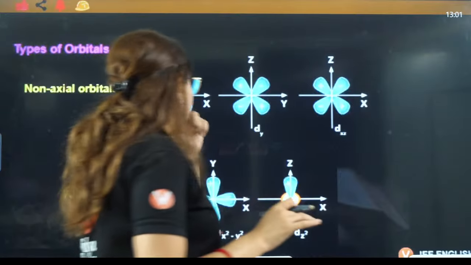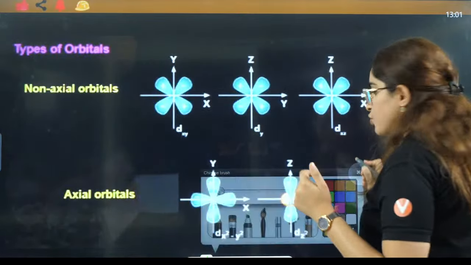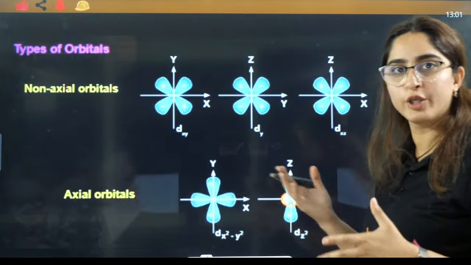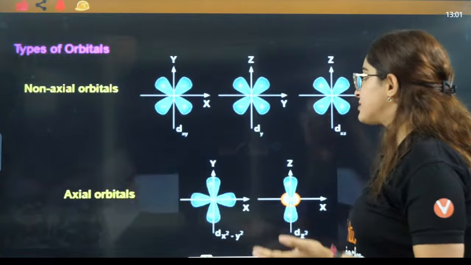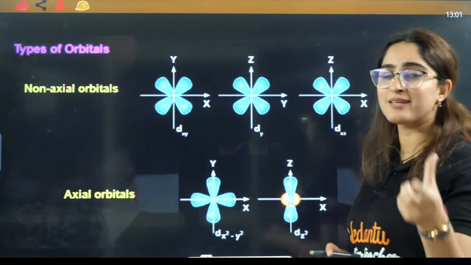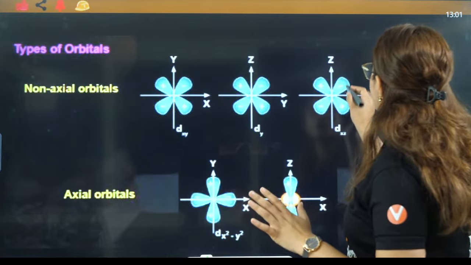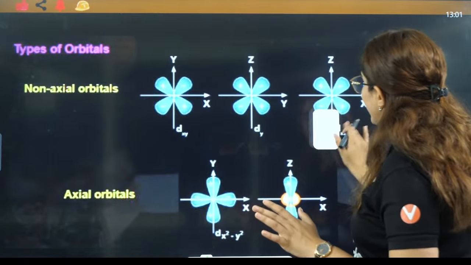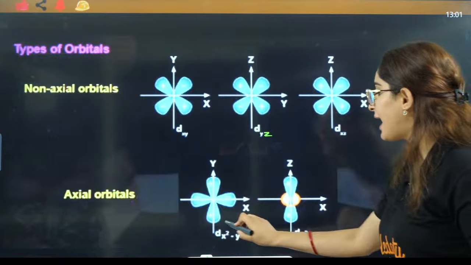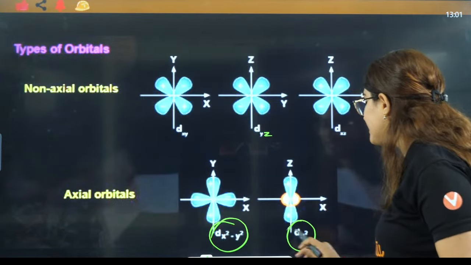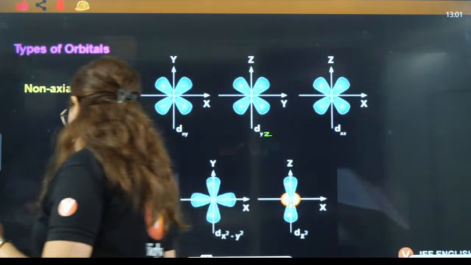In the crystal field theory, I'll just do a rapid revision of your theory part. In CFT, we know that d orbitals are of two types: one is along the axis, the other is between the axis. Between the axis are dxy, dyz and dzx, and along the axis are dx square minus y square and dz square.